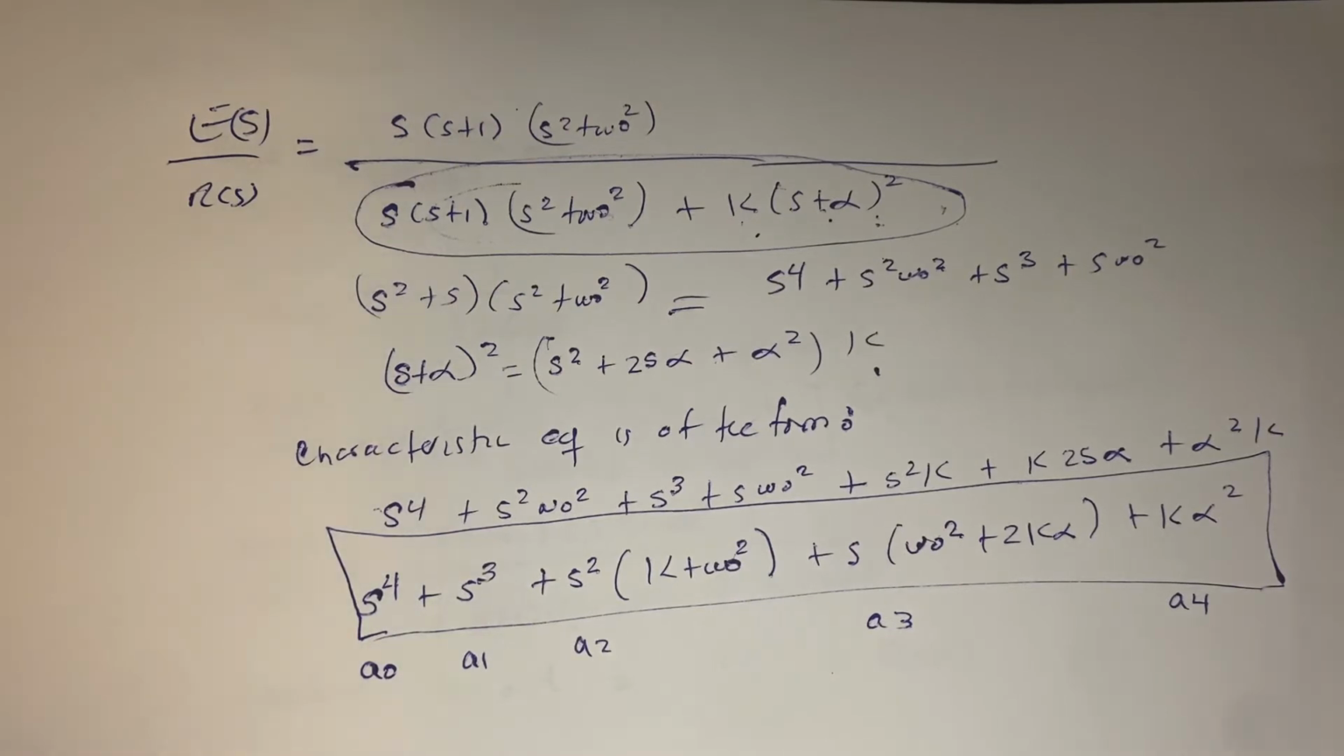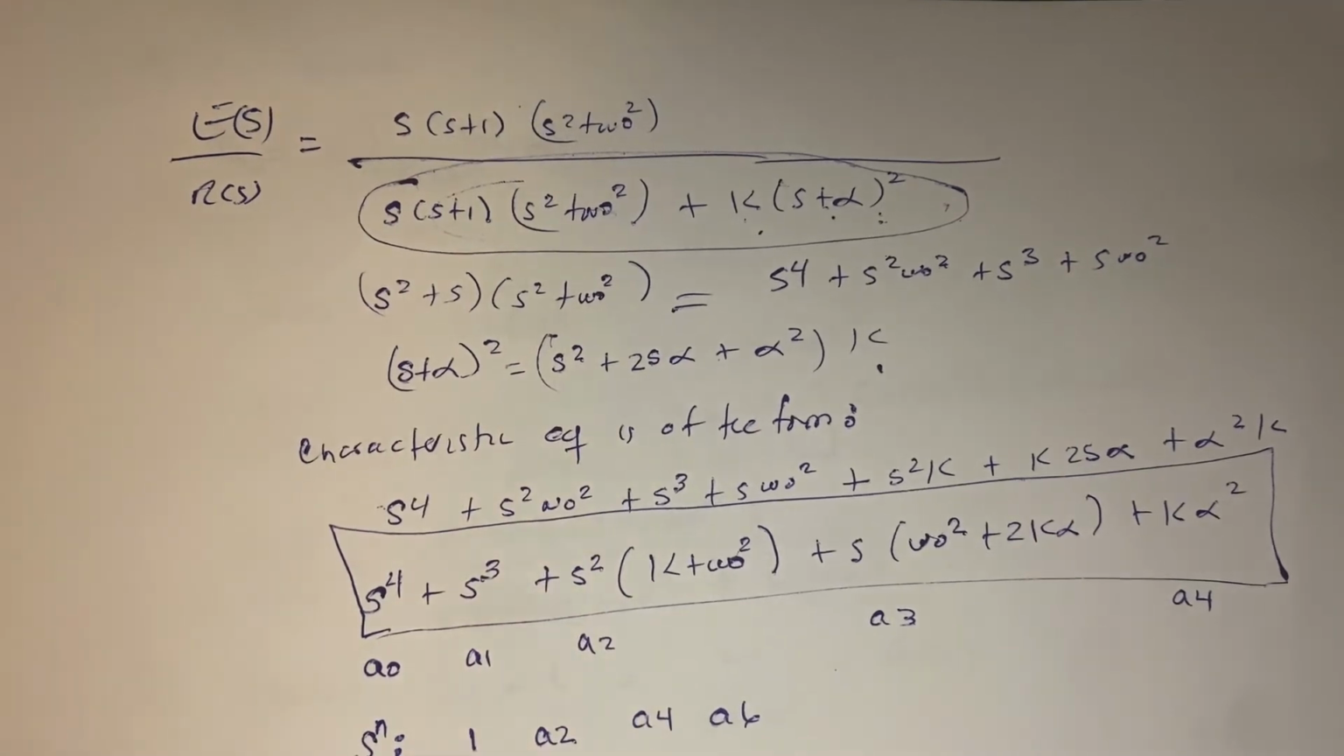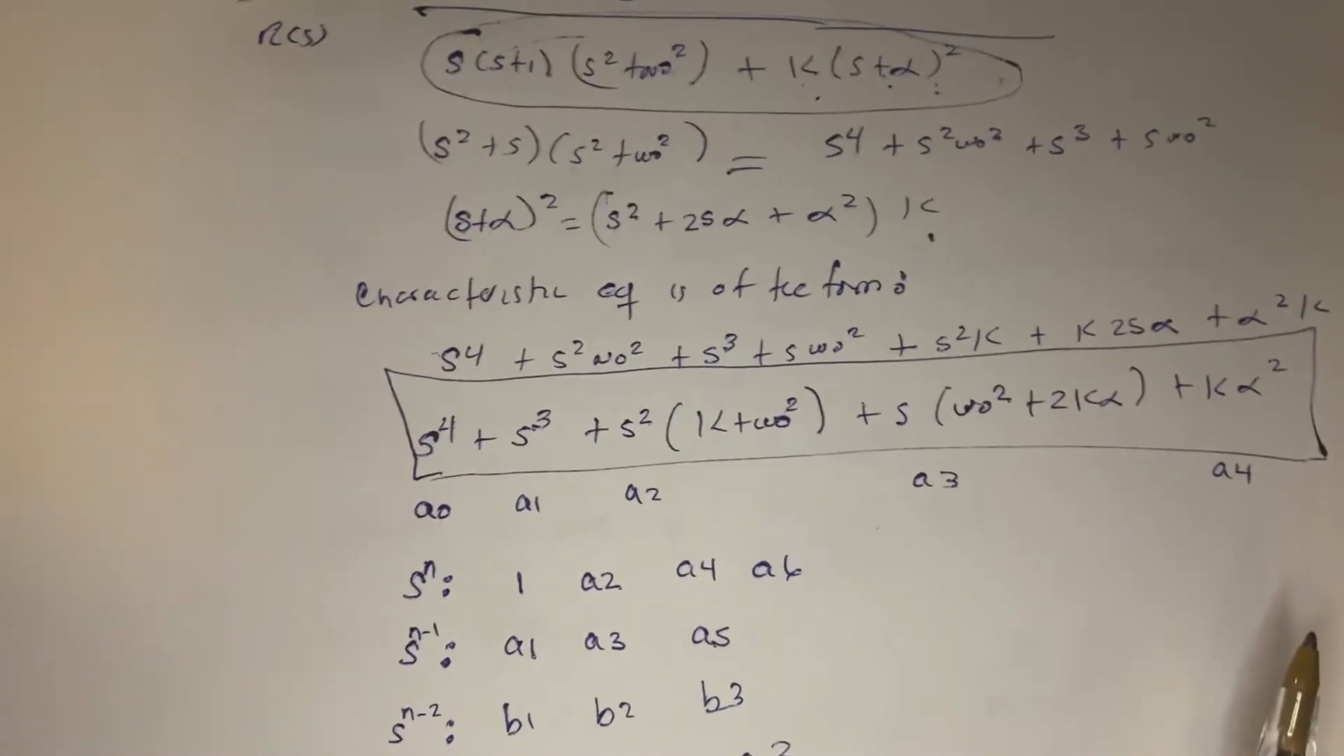So the Routh criterion defines S to the n. You're going to arrange these in the following form: 1, A2, A4, A6. For S to the n minus 1, the arrangement will be A1, A3, A5. And then S to the n minus 2, you're going to have b1, b2, b3. S to the n minus 3, you're going to have c1, c2, and c3. So that's how you're going to arrange the Routh criterion.